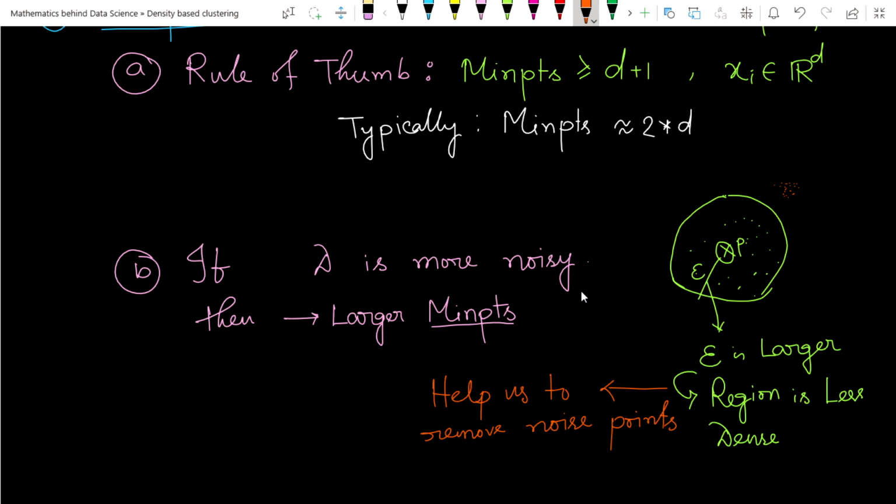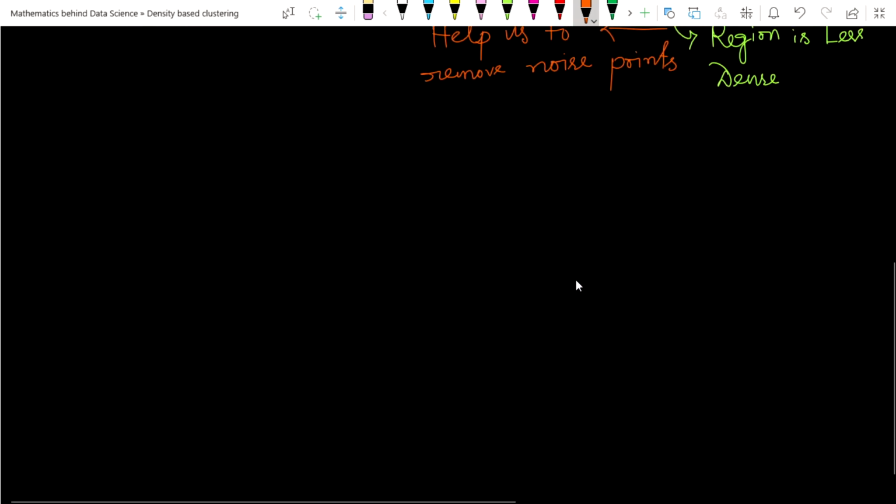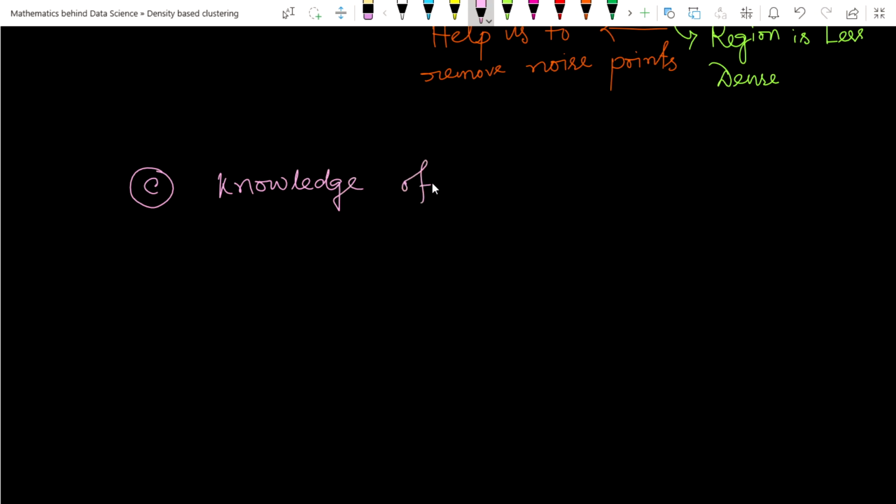Okay, I think you got the answer. Now let's see the third type of method to choose a hyperparameter. The third method is using the knowledge of the domain expert. Using the knowledge of the domain expert, we have to choose what will be the min point value.